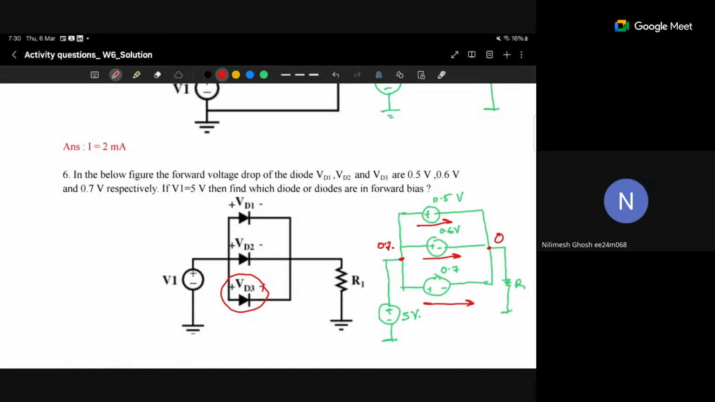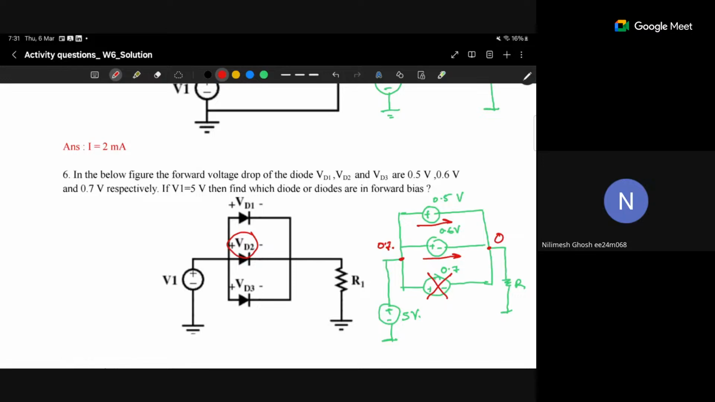In series, current can't be different. If there is a series path, the same current will flow through all the elements, and if it's a parallel path, the voltage will be the same through all the elements. So this assumption is wrong, and we can directly say that D3 does not get turned on. Okay, so this is cancelled. Now let's say this D2 gets turned on.